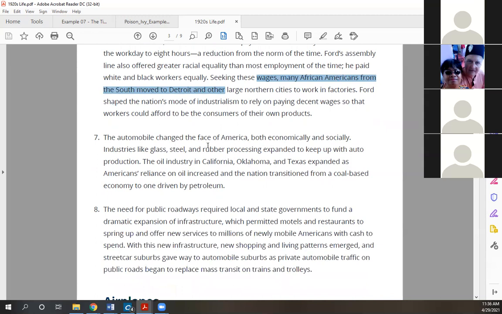Rana, do you want to read paragraph 7? Sure. The automobile changed the face of America, both economically and socially. Industries like glass, steel, and rubber processing expanded to keep up with auto production. The oil industry in California, Oklahoma, and Texas expanded as Americans' reliance on oil increased, and the nation transitioned from a coal-based economy to one driven by petroleum. Yeah, petroleum. Petroleum is just oil.